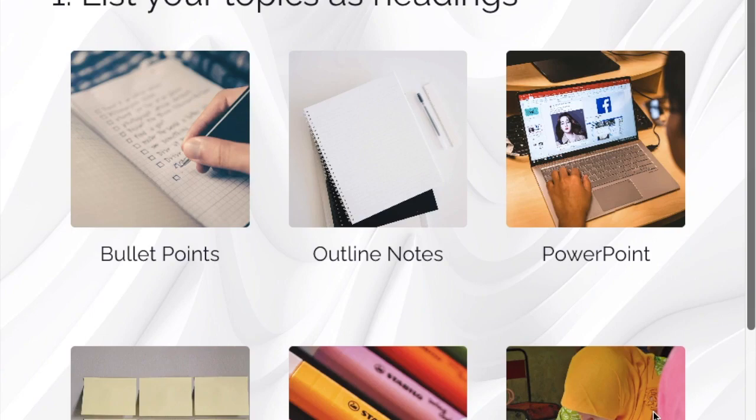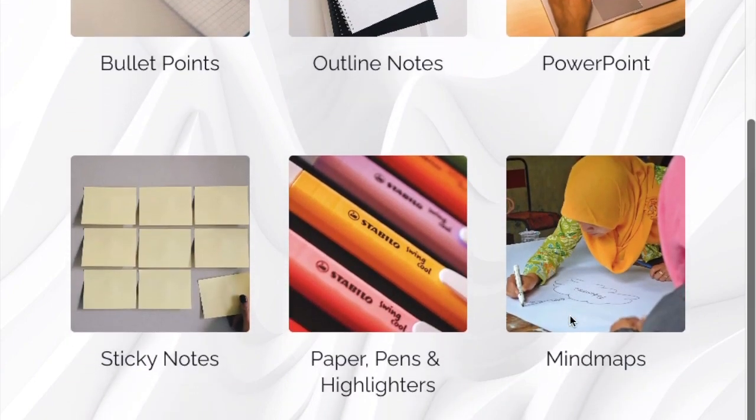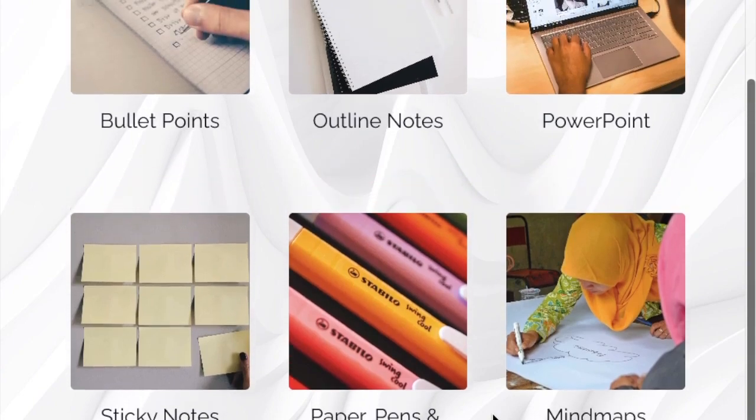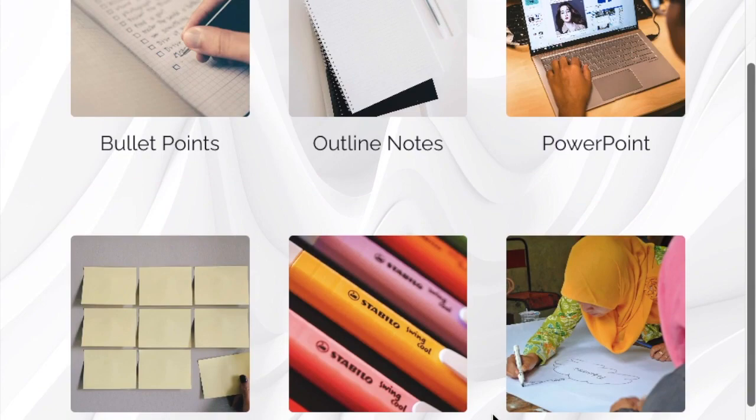But we encourage you to really start listing your topics as headings. So that pre-reading, going through the notes that you took in class, then start to either make bullet points, make outline notes, use PowerPoint and use a point per slide if you wanted to, use sticky notes, use paper, pens, highlighters, use mind maps, whatever will work for just taking note of the core concepts that you want to cover in your assignment.